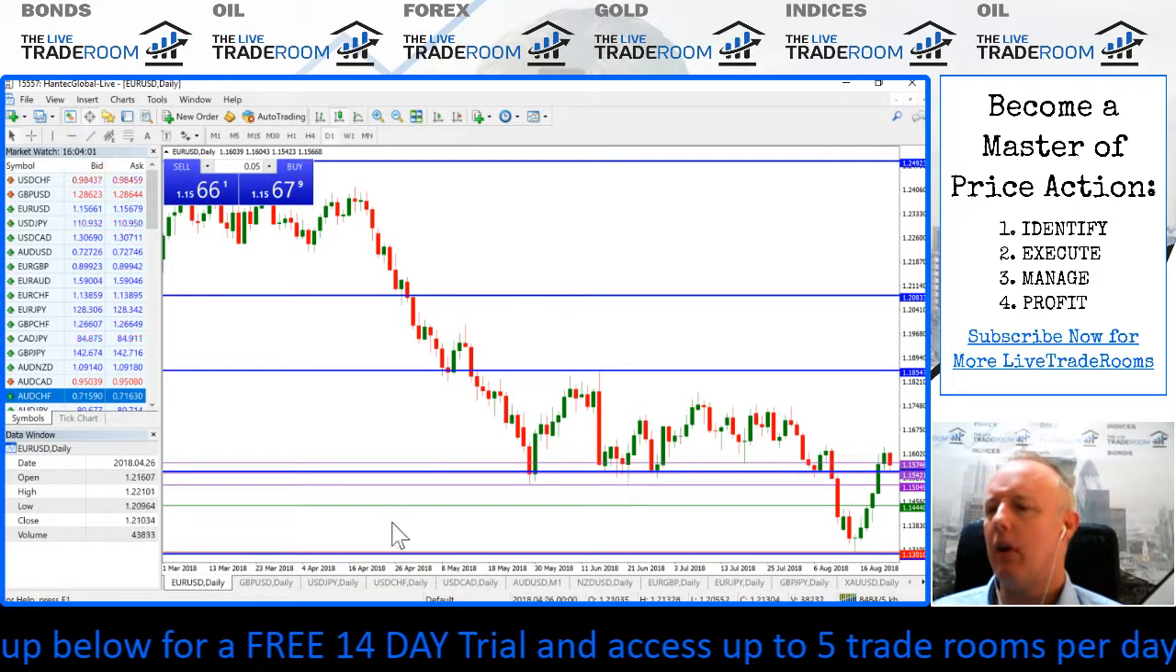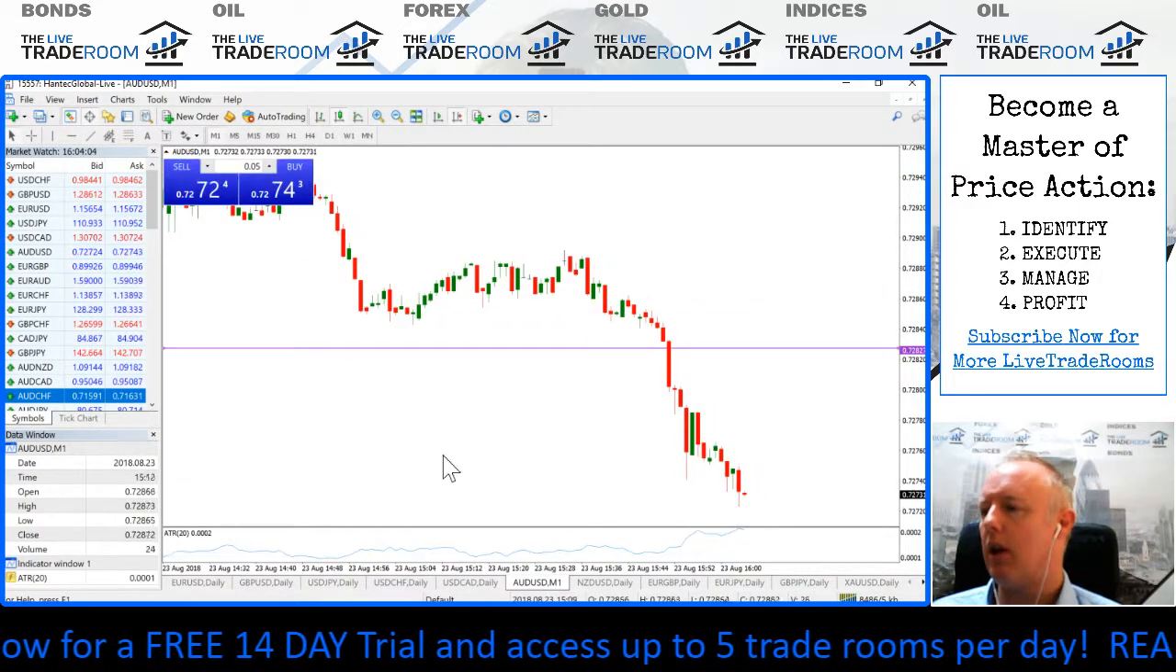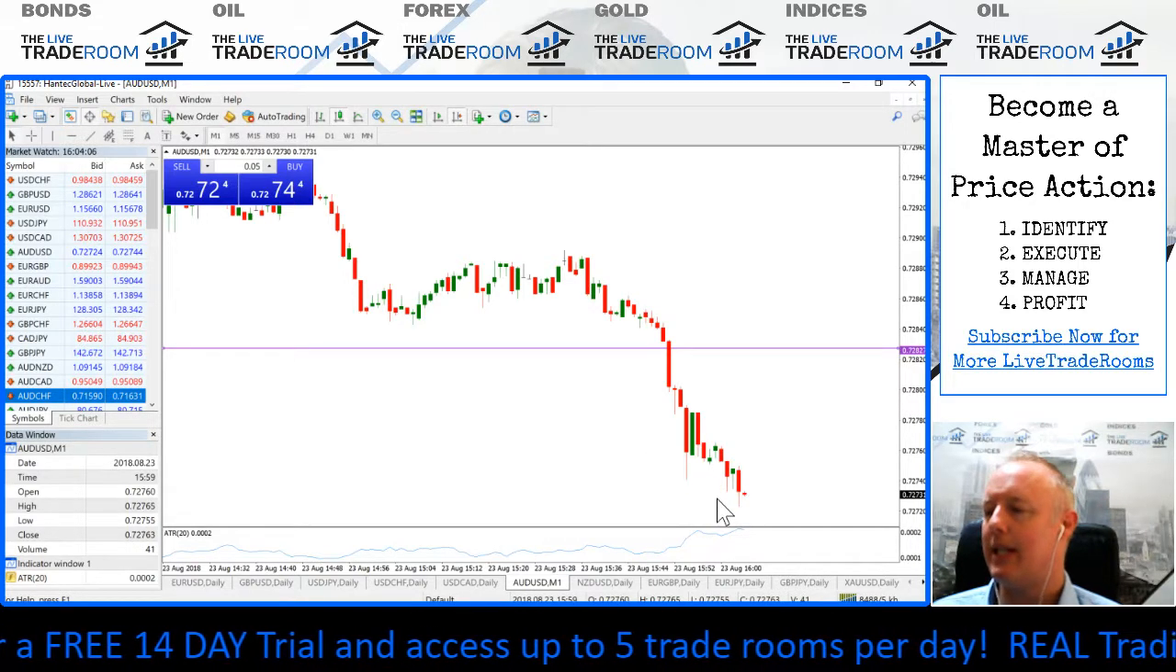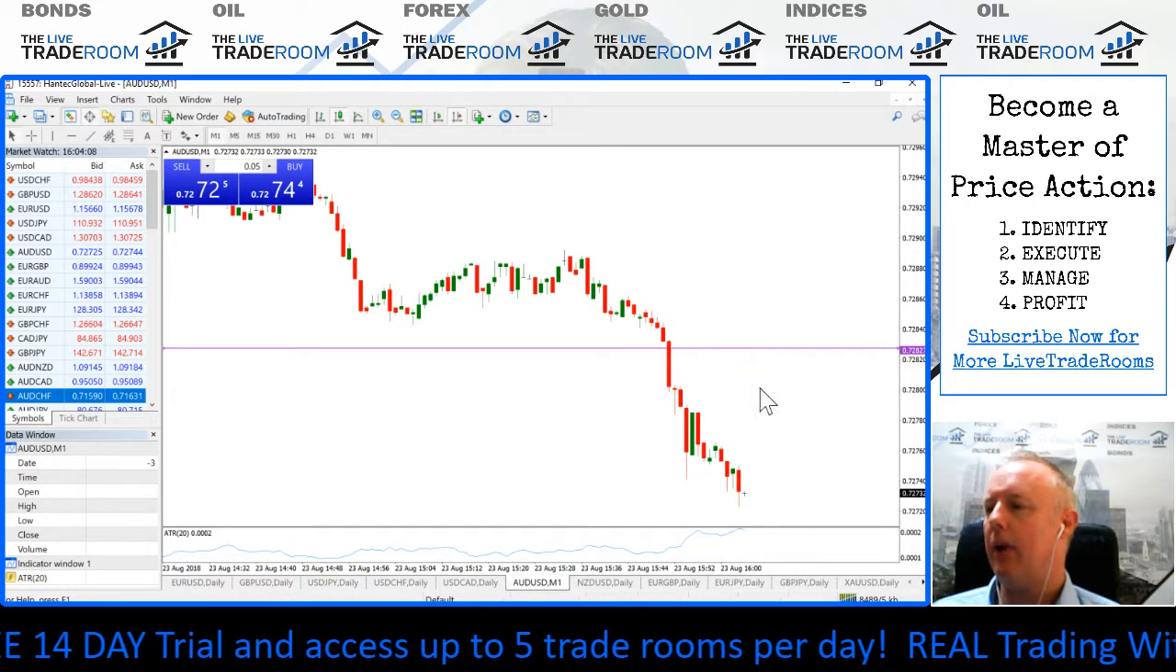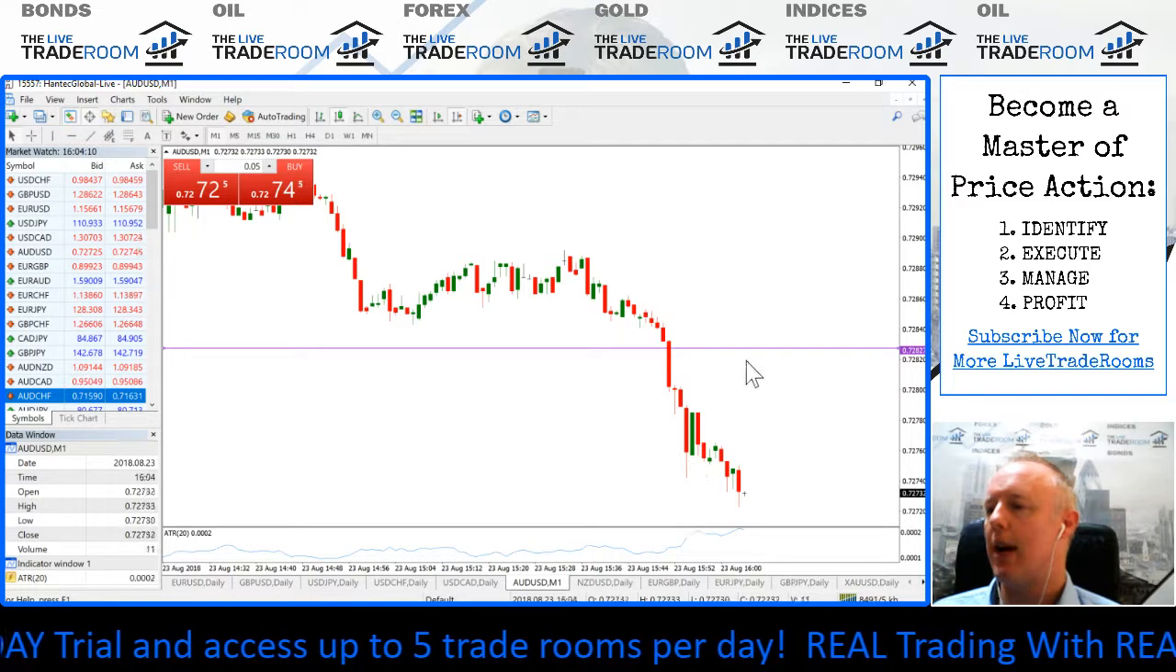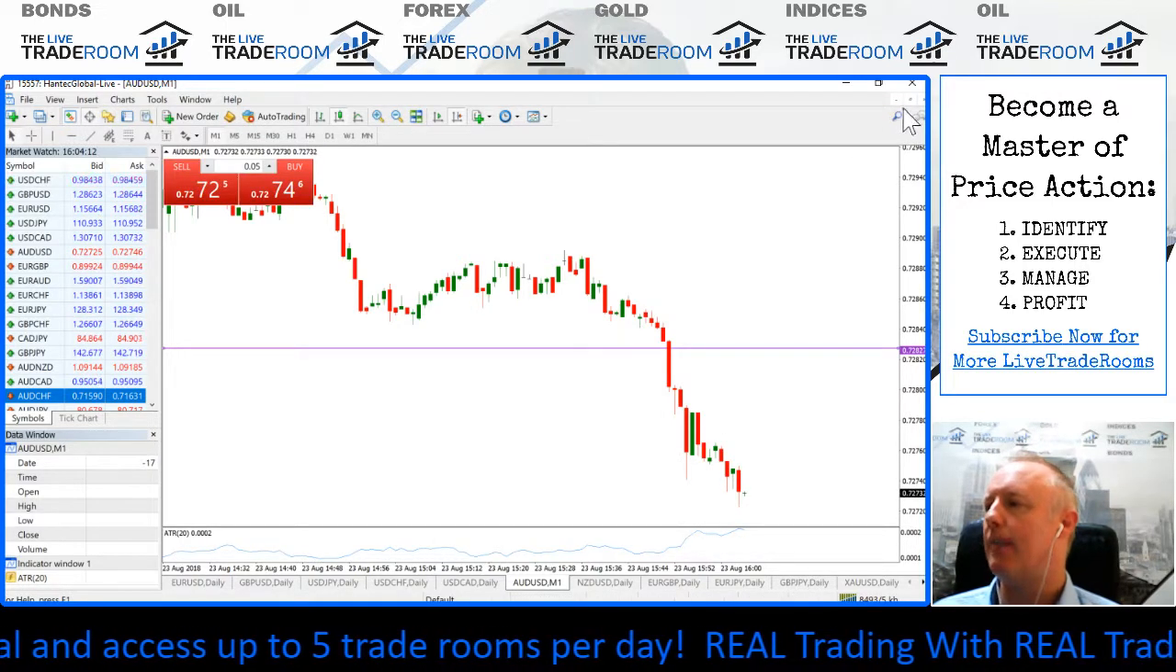And we'll have a look at this Aussie dollar trade. We're just extending lower as we speak. So really we can look to trade the pullback on this market.